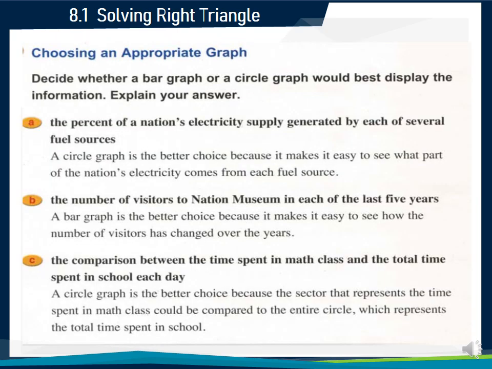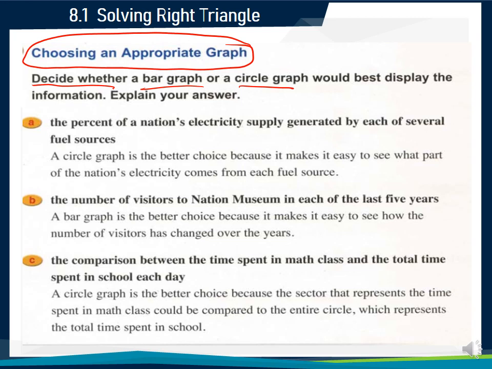Choose appropriate graph. Okay. How can we choose the appropriate graph in here? How can we decide to use a circle graph or a bar graph? Here we have an example: decide whether a bar graph or a circle graph would best display the information. Explain your answer. Okay. Now guys, we have 3 examples. How can we choose? Is a circle graph better, or a bar graph?